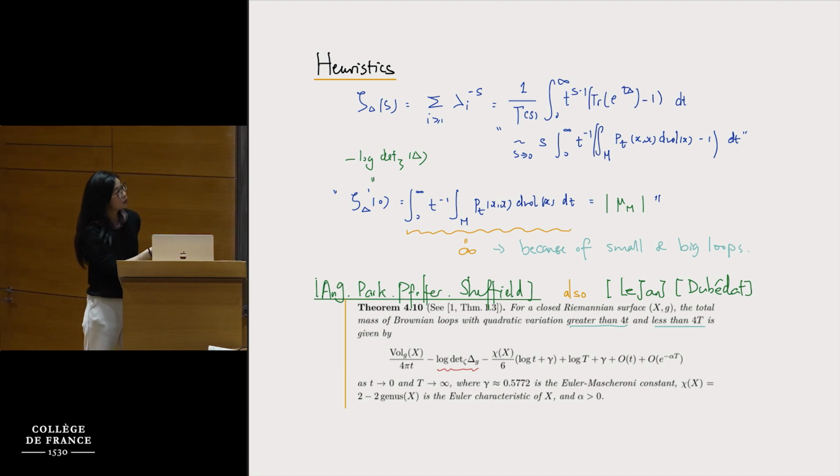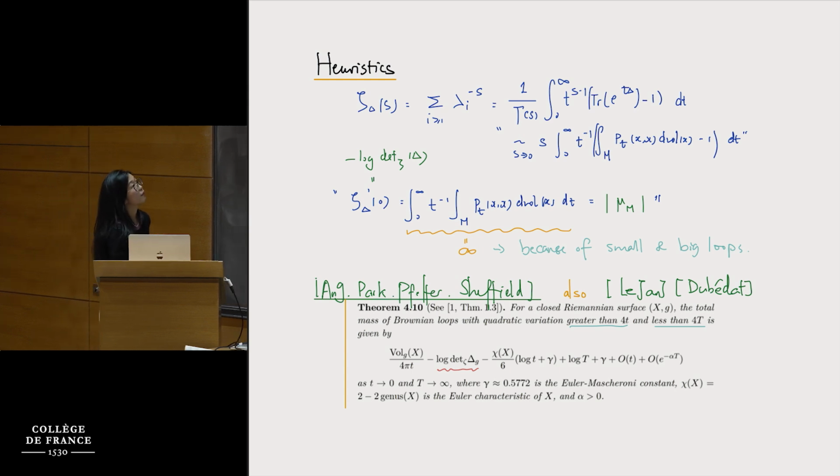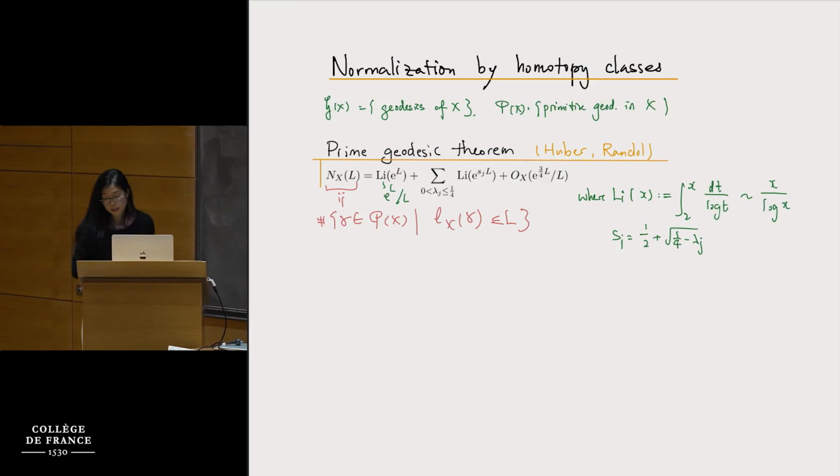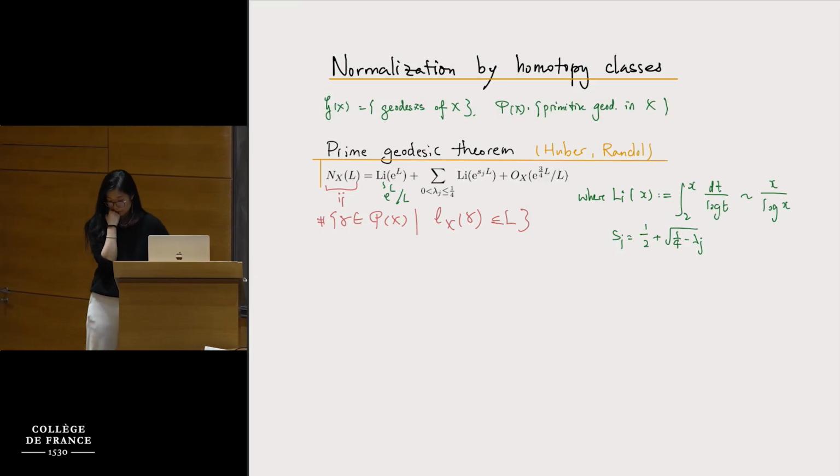Yeah. So this really follows by studying how this zeta function behaves, how you do analytic continuation, and how you separate the contribution from small loops and big loops. Okay, in our case, we want to do a bit differently. We don't want to do the small loop, big loop truncation, but we do this truncation by the homotopy class.